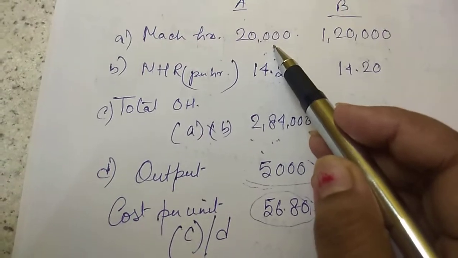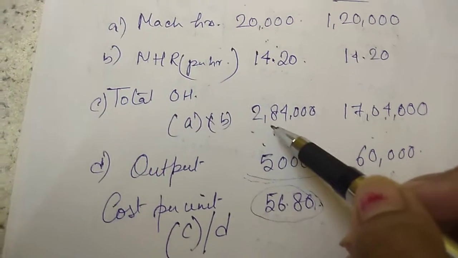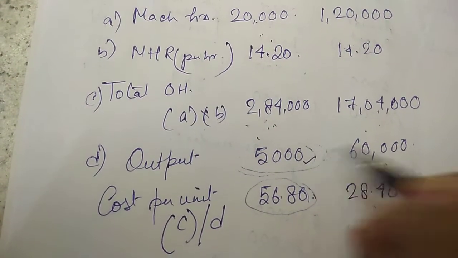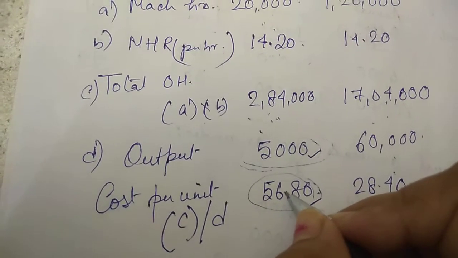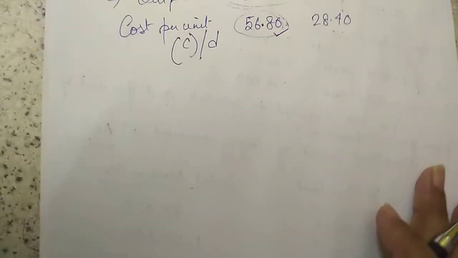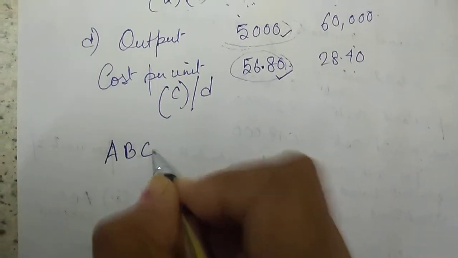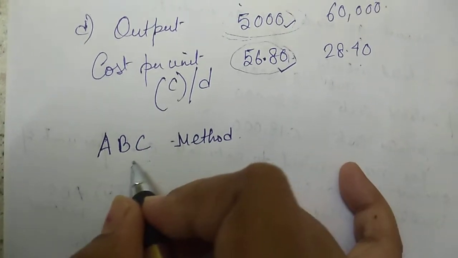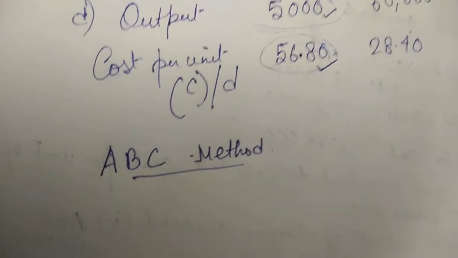So if the machine works 20 hours, we will incur a total overhead of 2,84,000. By incurring a total overhead of 2,54,000, I am producing 5,000 units. So cost per unit is coming to 56.80 paisa. Now we will be solving this sum under the ABC, activity based costing method. Here we have to find the cost drivers.